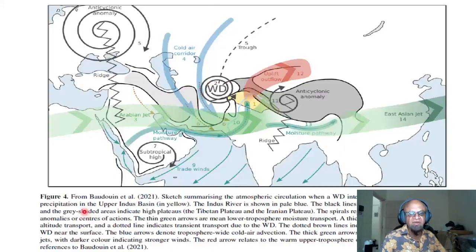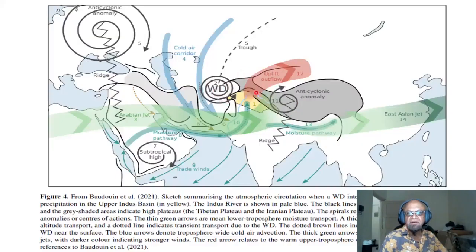Let's read this anyway. From Baudouin et al. 2021, sketch summarizing the atmospheric circulation when a WD interacts with orography to produce precipitation in the upper Indus basin in yellow up here. The Indus River is shown in pale blue, so somewhere from here. Yeah, you can see pale blue coming down here and down there. Very busy figure.